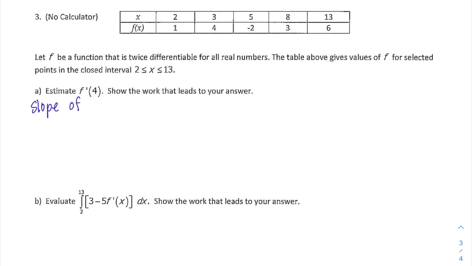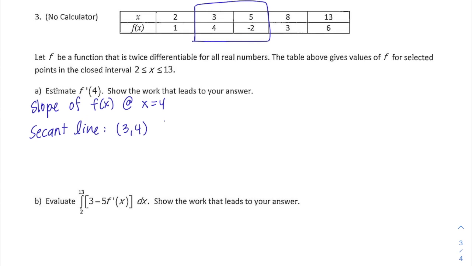So slope of f of x at x equals 4. That's what this is asking for. So we don't have information about 4, and we don't have a function we could differentiate. So what we're going to do is look at the secant line. I'm going to find the slope of the secant line close to 4. So I'm going to find the slope of the secant line between 3, 4 and 5, negative 2.